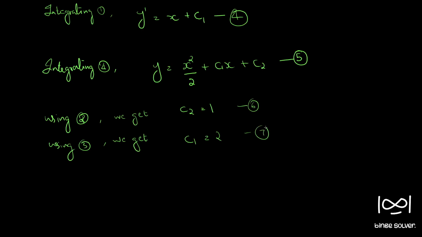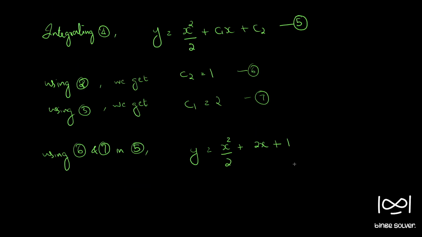So using 6 and 7 in 5, we get y equal to x square by 2 plus 2x plus 1 as our solution to the differential equation. So this is the solution which satisfies the initial values. Now we need to see whether this solution is a unique solution. We can use the uniqueness theorem to check that.